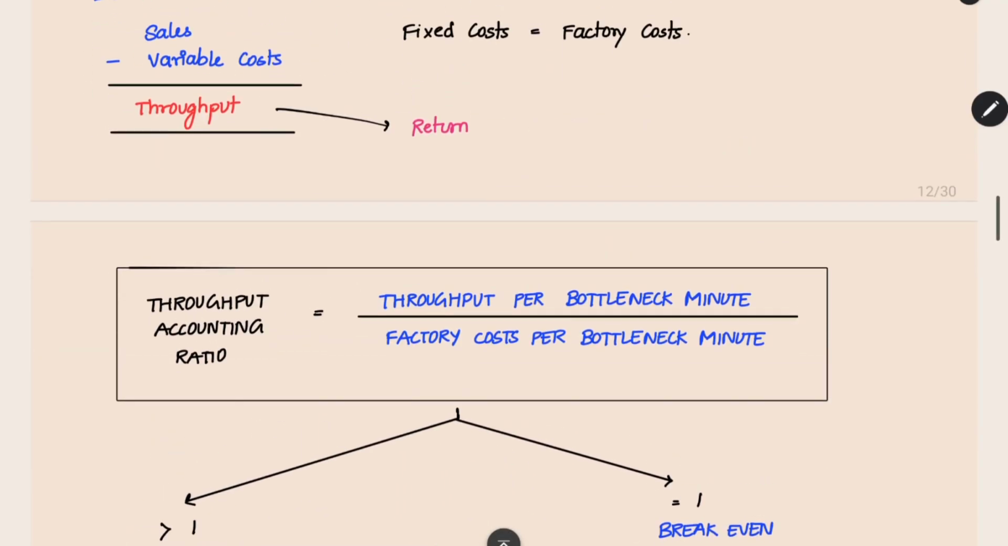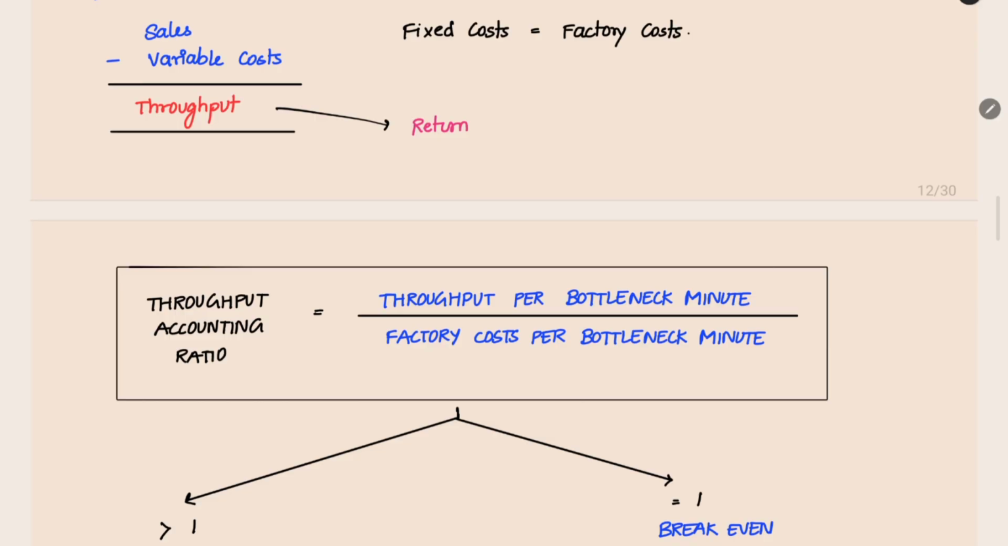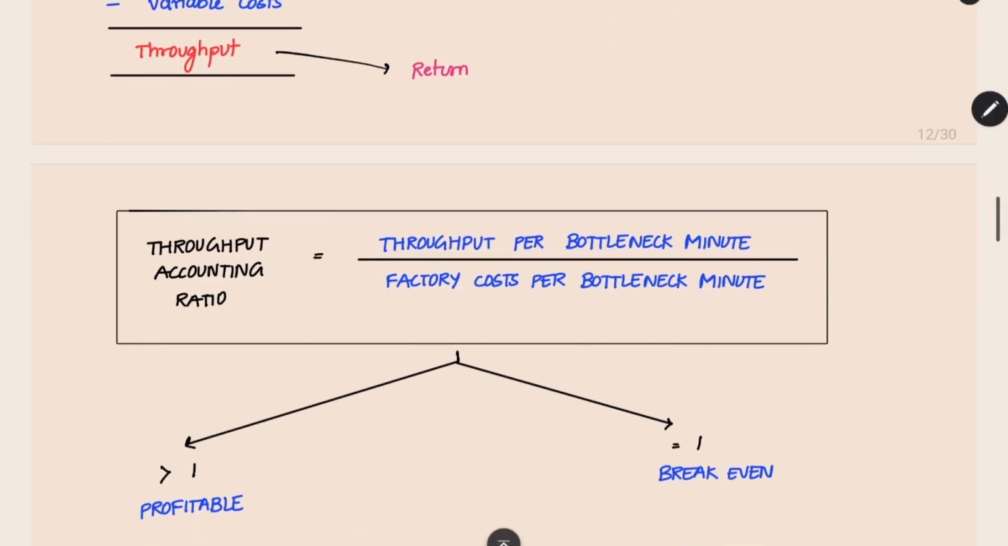Here we have to find out the throughput accounting ratio, which is the main answer for the throughput accounting sums. Throughput accounting ratio is throughput per bottleneck minute divided by factory cost per bottleneck minute. What is a bottleneck minute? As we saw in the examples, in our machines, we had bottleneck units. Only 700 units can be processed. Like that, there will be bottleneck minutes in the question. The machine can operate only for 20,000 minutes. This is the bottleneck here. The operating time of the machinery will be the bottleneck resource. That is the bottleneck minute. In the question, it will be given how many bottleneck minutes there are.